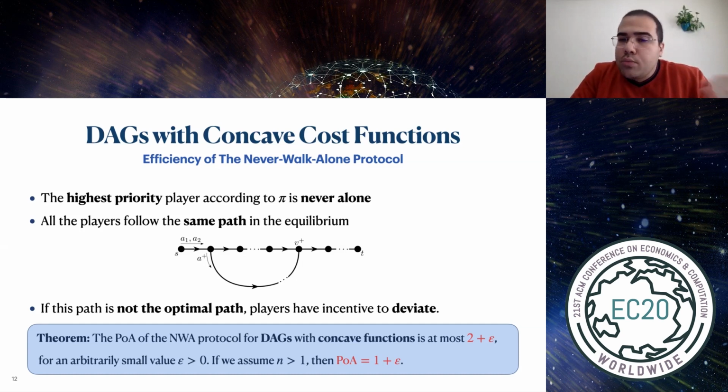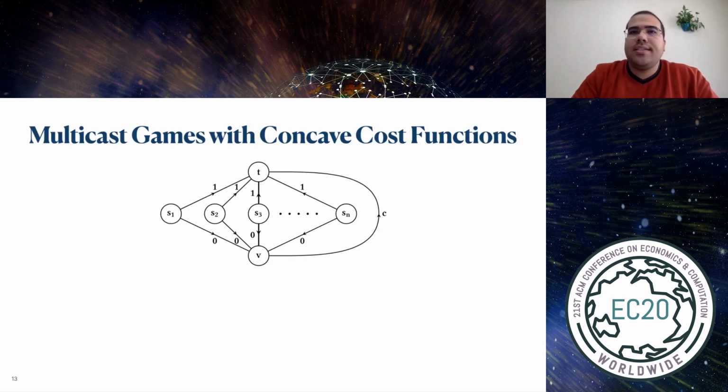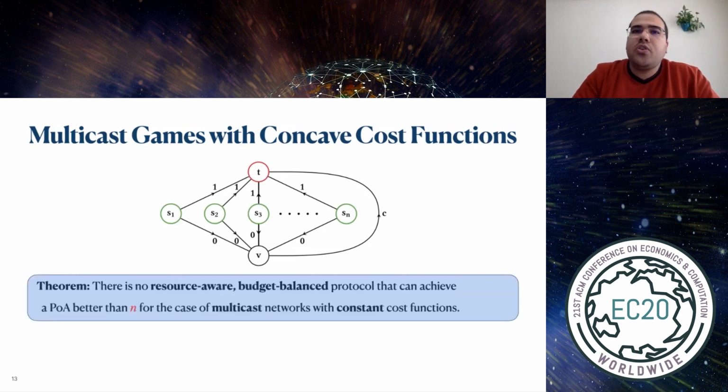And if we can assume that we have more than one player in the game, it yields price of anarchy of 1 plus epsilon. Another case that we are going to consider is the class of multicast games with concave cost functions. As you may recall, in a multicast game, players have the same sink, but might have different sources. For this case, we show that with resource-aware budget balance protocols, we cannot go beyond price of anarchy of n. And even with the use of overcharging, we cannot achieve price of anarchy better than a square root of n.